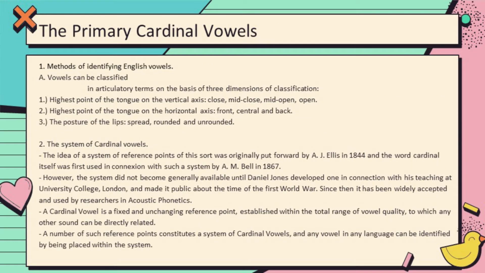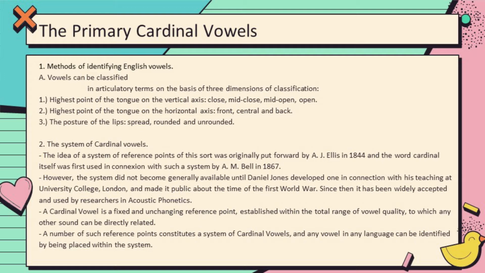Vowels can be classified in articulatory terms on the basis of 3 dimensions of classification. First is the highest point of the tongue on the vertical axis: close, open, and open. Second is the highest point of the tongue on the horizontal axis: front, central, and back. Third, the posture of the lips: spread, rounded, and unrounded.